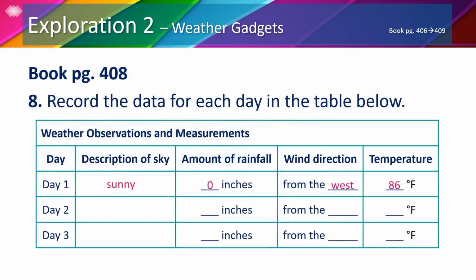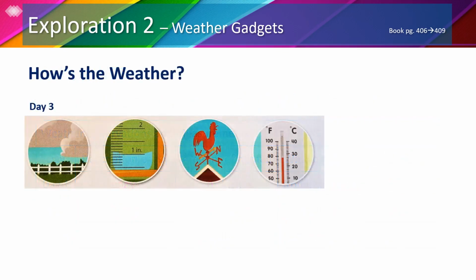So, in the table, we fill in what we observed. Description of the sky, cloudy. Amount of rainfall, 2 inches. Wind direction from the west. And the temperature, 82 degrees.